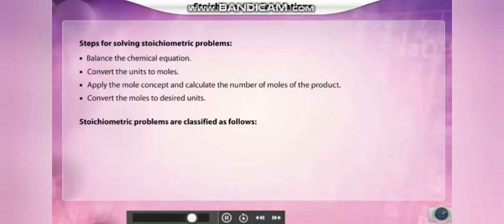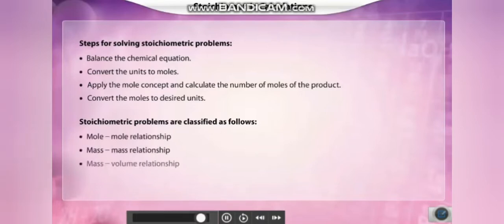Stoichiometric problems are classified into mole-mole, mass-mass, mass-volume, and volume-volume relationships. Click each tab to learn more.